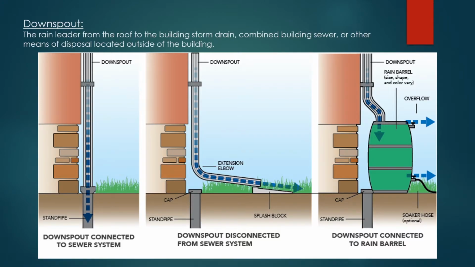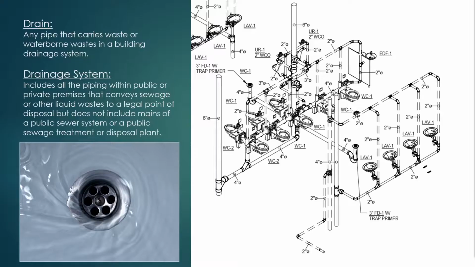Next, we have a downspout. This is a rain leader from the roof to the building storm drain, combined with building sewer or other means of disposal located outside of the building. So you've probably seen this coming off of gutters. This either goes into the ground and out to the storm sewer. A lot of times on houses, you'll have a downspout that turns and just feeds water into the grass. And lastly, you have a downspout going into a rain barrel, which you can use to store water in your yard or whatever.